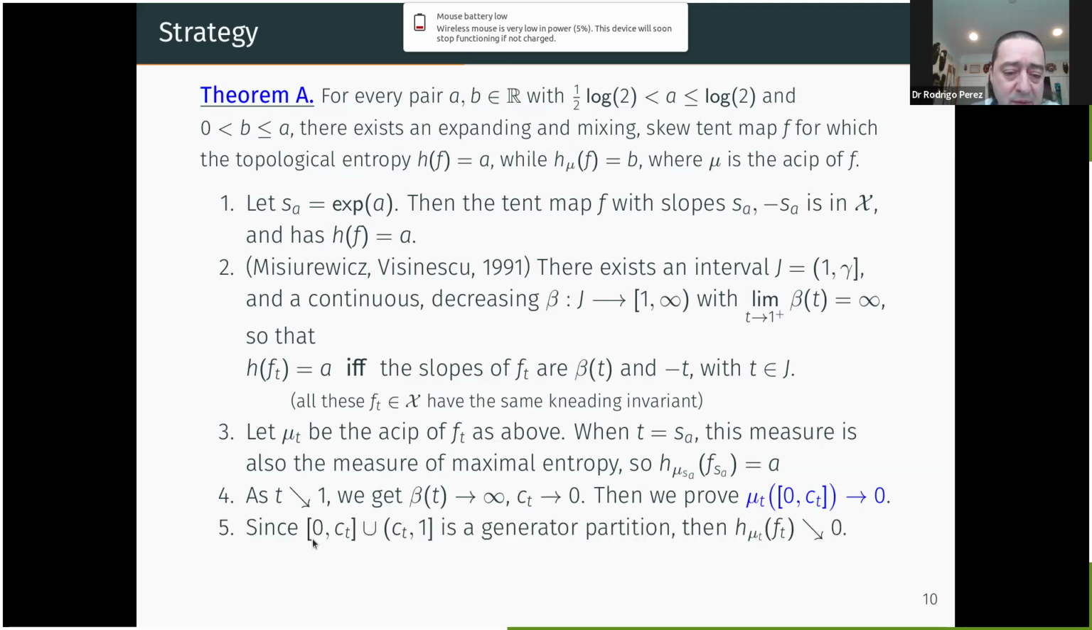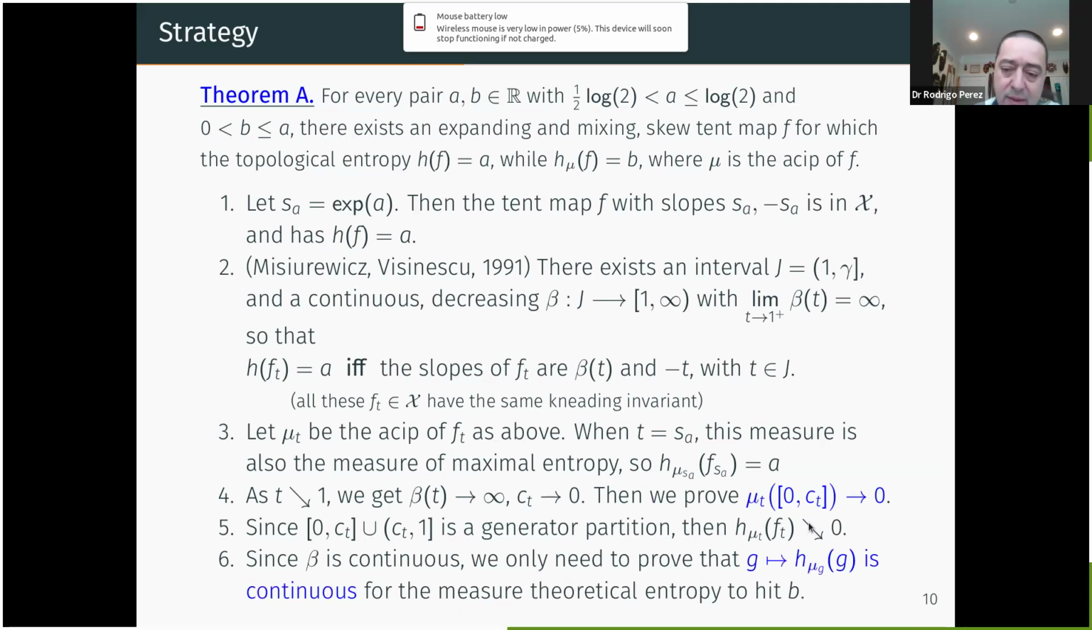And because of that, since the union of those two intervals is a generating partition, the measure entropy will go down to 0, eventually hitting the parameter b that we wanted. Of course, we have to prove continuity of the corresponding maps, and that's part of the computation.